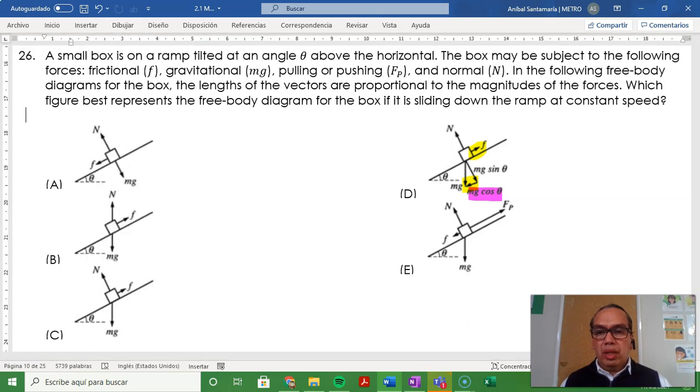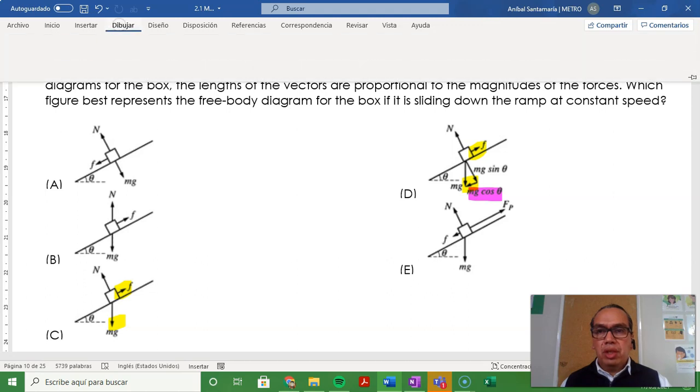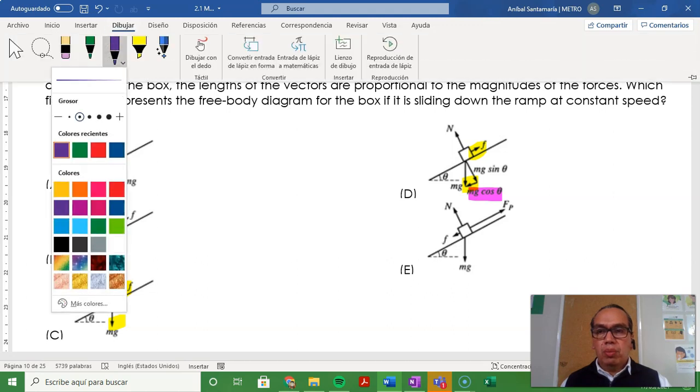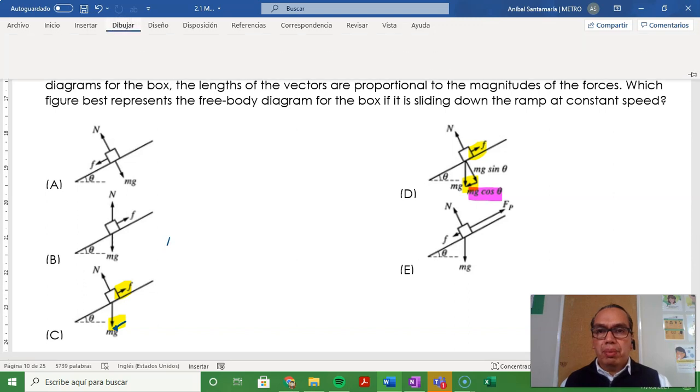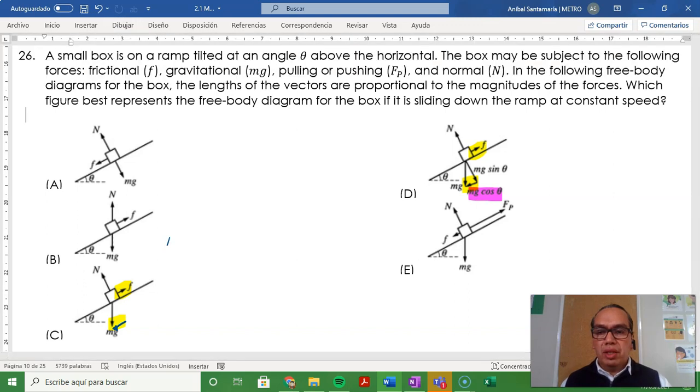The only other one where you have two opposing components is this one, where mg has an x component down the ramp, like so. Therefore, this is the only choice where you can possibly have that the object is moving down the ramp with constant speed.